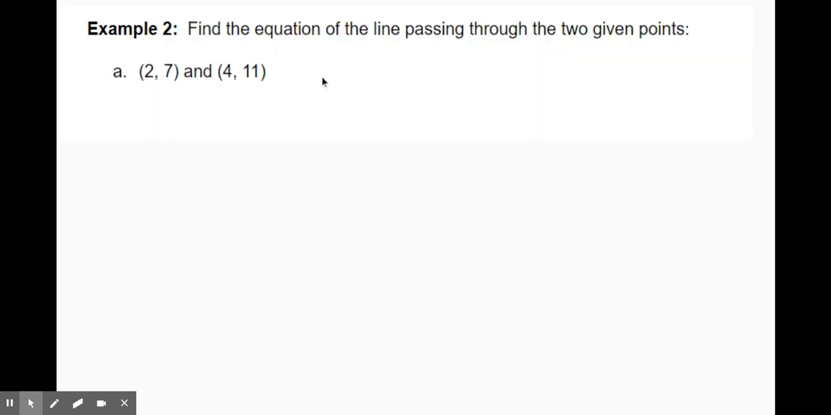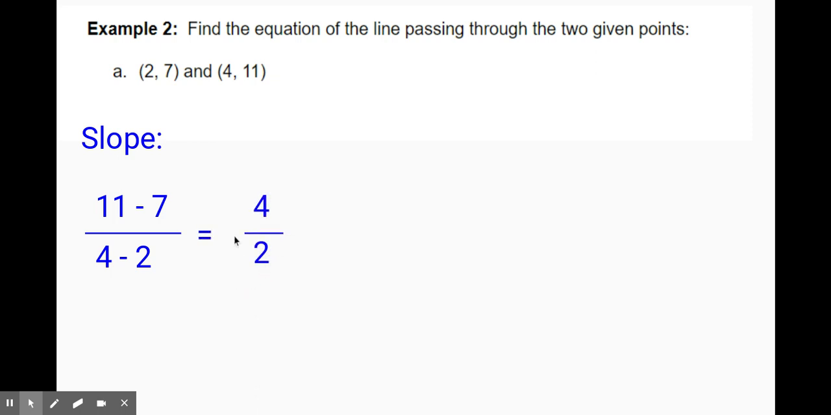Now we're going to put it together. We're going to write the equation of the line passing through 2 given points. So first let's start with finding the slope. Using the slope formula again, just like we practiced, y minus y, and then x minus x. And simplify the top, simplify the bottom separately. 11 minus 7 is 4, and 4 minus 2 is 2. If you could reduce, please reduce one more time. 4 divided by 2 is 2.